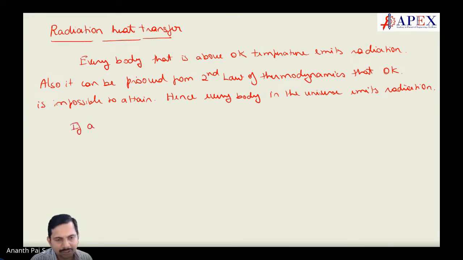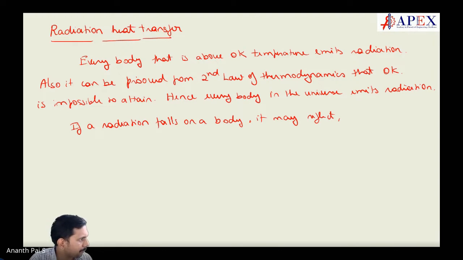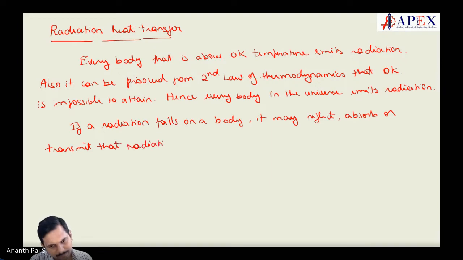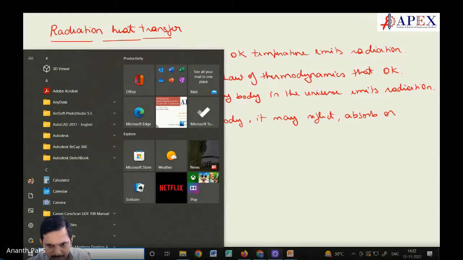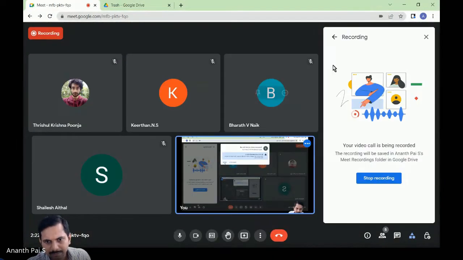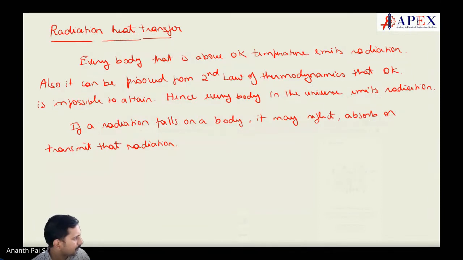If a radiation falls on a body, it may reflect, absorb, or transmit that radiation. It may absorb, reflect, or transmit that radiation. These three things are okay.